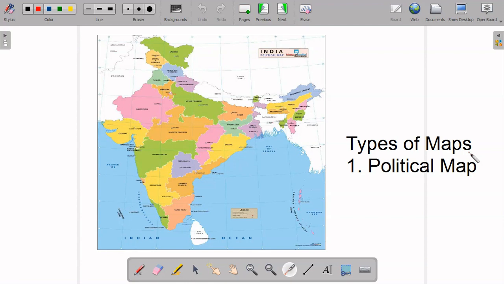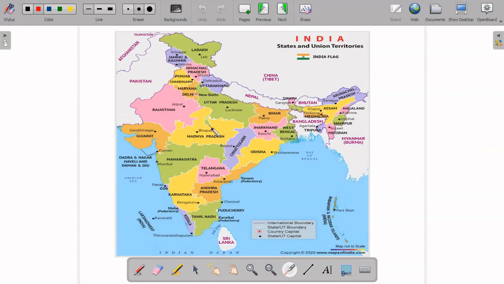The intention or purpose of the political map is to depict the country, various states of the country, various capitals of various states, and different types of cities located within those particular states. This is the purpose of the political map, because this map is prepared for some political purposes.